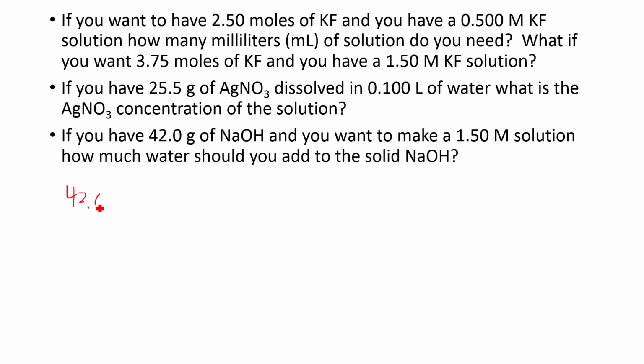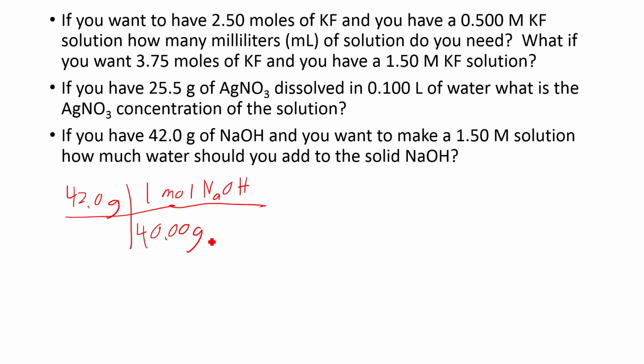So we have 42.0 grams. I'm going to go ahead and turn this into moles since we know it's just like the previous step. So sodium has a molar mass of 22.99 plus 16 for the oxygen plus 1.01 for the hydrogen. It's got a molar mass of 40.00 grams per 1 mole of sodium hydroxide. And from there, we get a number that's about 1. It's 42 divided by 40. That's going to give us 1.05 moles of sodium hydroxide.